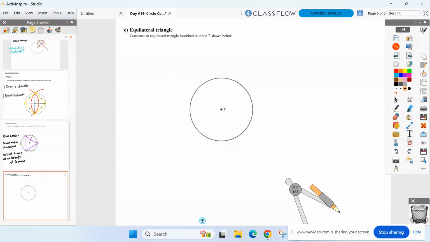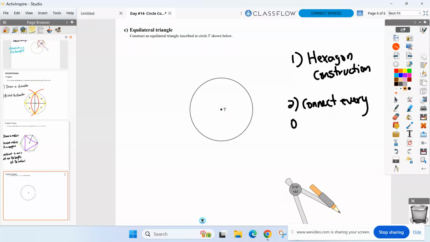So if you do need to make a list of directions here, step 1, hexagon construction. Number 2, connect every other arc. And there it is.